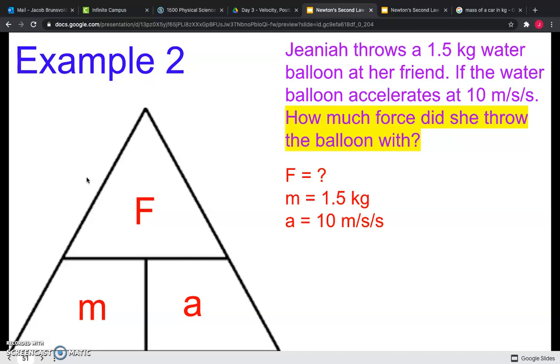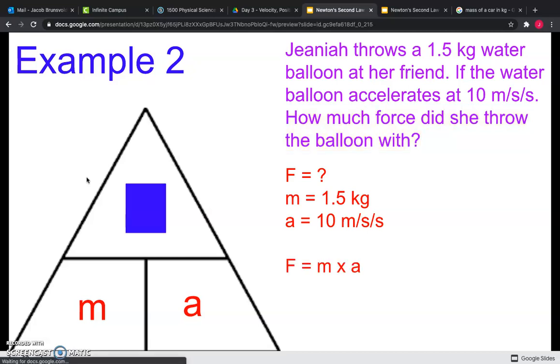We're looking for F, so we're going to cover up F in the triangle. We're left with M and A on bottom. That means that F equals M times A. So F equals 1.5 times 10, or 15 newtons.